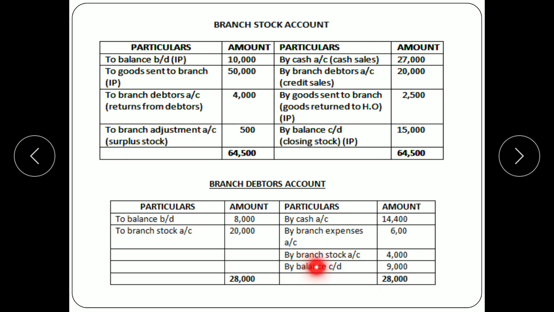Next we have by branch stock account, 4,000. It is the value of goods returned by debtors to the branch. So from this account it is transferred on branch debtors account, by branch stock account, 4,000. For closing this account, again we find that debit side is more, total is 28,000. So the difference will be transferred on credit side and written as by balance carried down, 9,000.